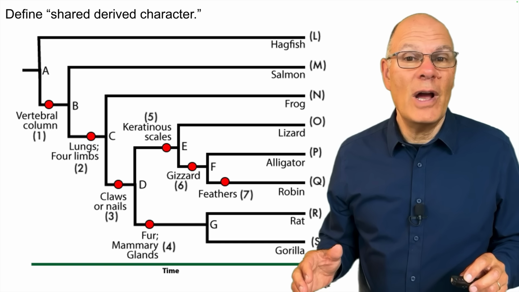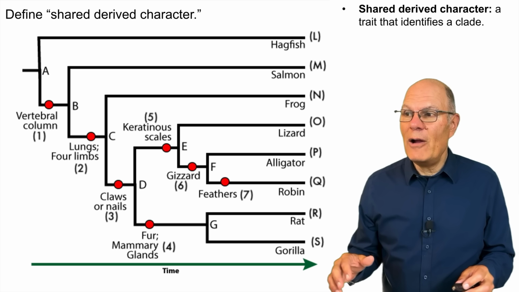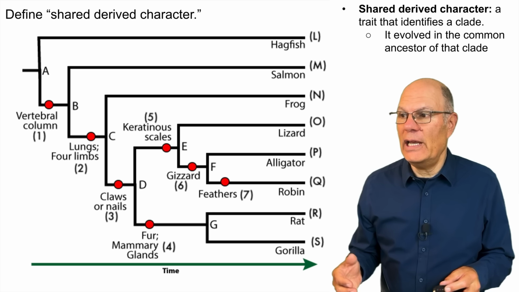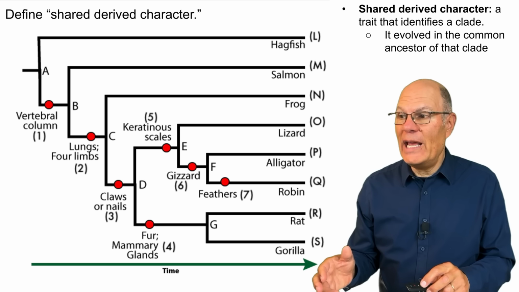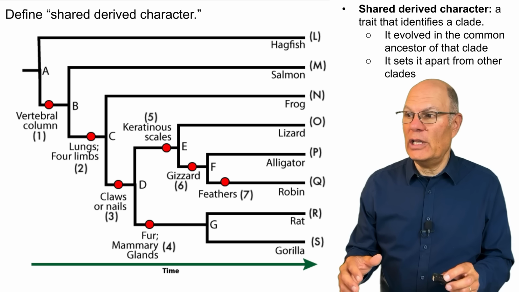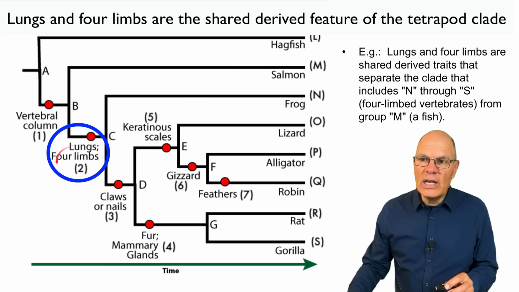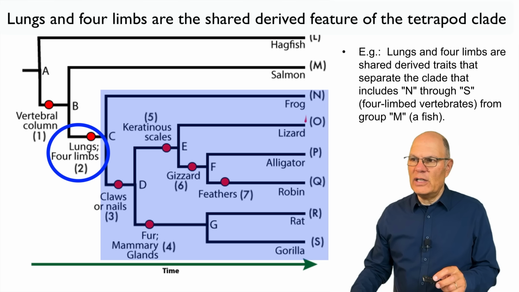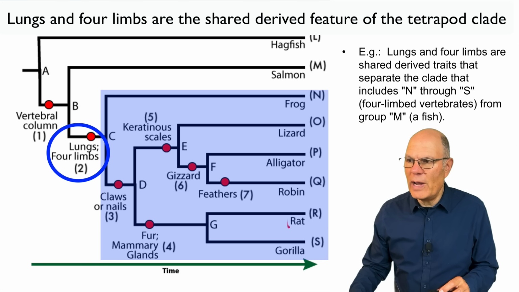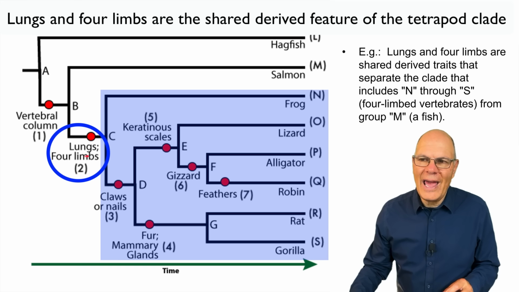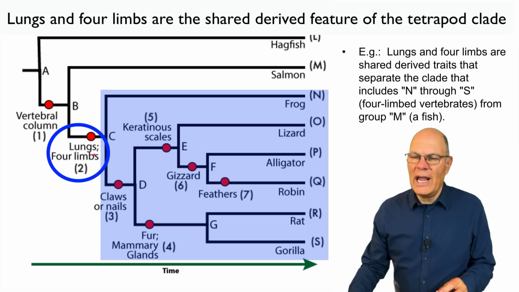Define shared derived character. A shared derived character is a trait that distinguishes a clade, and it evolved in the common ancestor of that clade, and it sets it apart from other such clades. For example, lungs and 4 limbs separate this clade. All of these organisms that are classified as frogs, lizards, alligators, robins, rats, and gorillas, that constitutes a clade, and they all have this shared derived character.